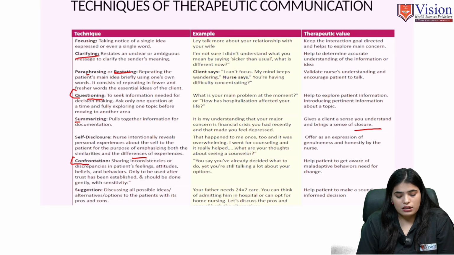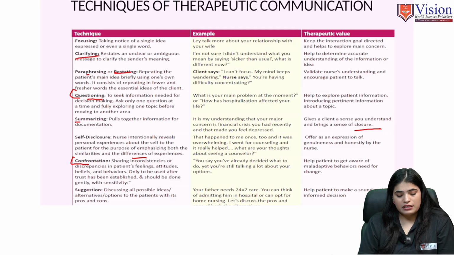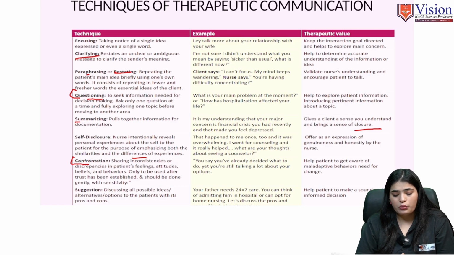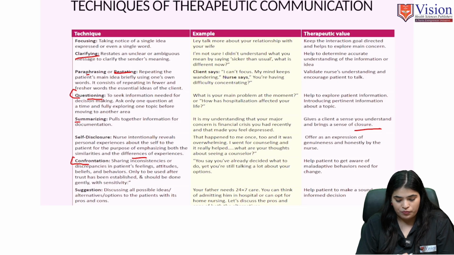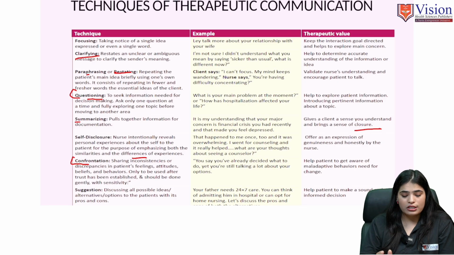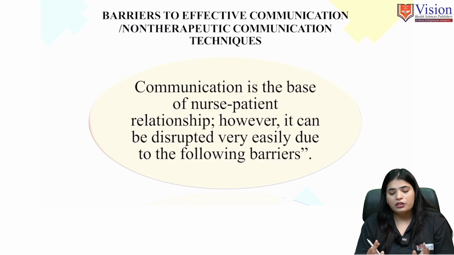Another technique is confrontation, sharing inconsistencies and discrepancies in the patient's feelings, attitudes, beliefs, and behaviors. For example, you say you have already decided what to do, yet you are still talking a lot about your opinions. So we can help the patient become aware of their maladaptive behavior; that is confrontation. Next is suggestion, discussing all possible ideas, alternatives, and options with the patient so that the patient can make an informed decision.